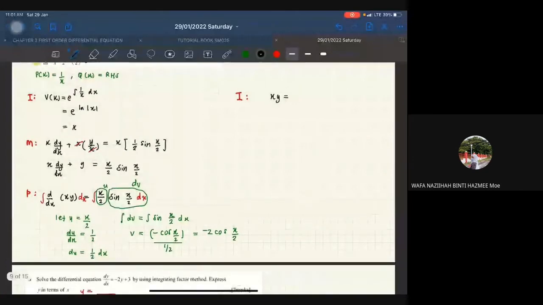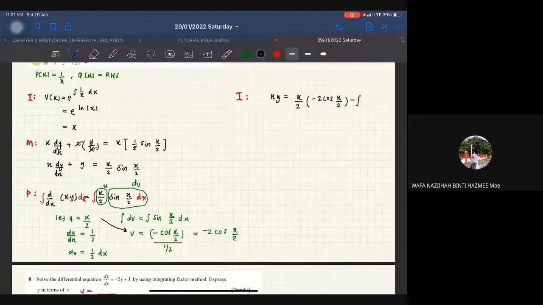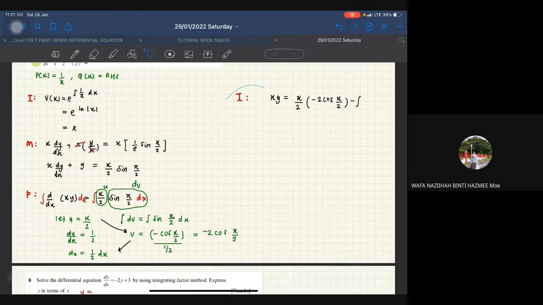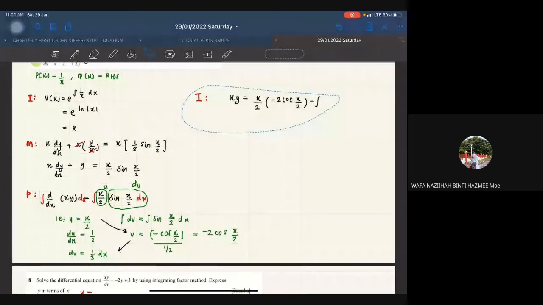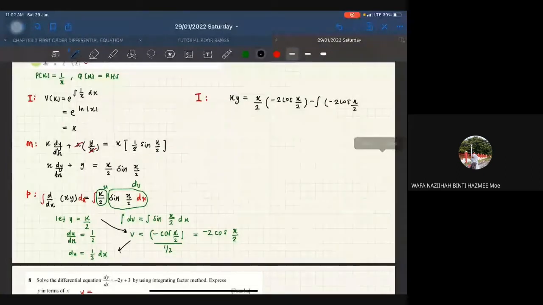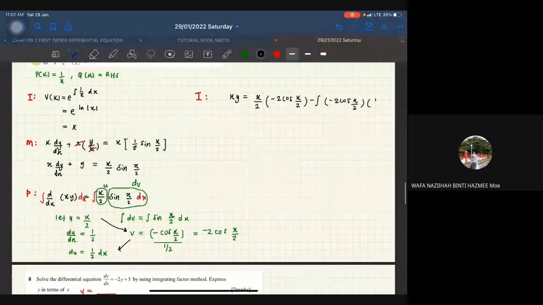Okay, so jom sekarang kita masukkan. Alright, so you have uv. So u is this one darab this one. Okay, so uv is x over 2 multiply with negative 2 cos x over 2 and then minus with integral of v du. Okay, so v is, sekejap, tak muat pula. Buat sini sikit. Negative 2 cos x over 2 and then du is 1 over 2 dx.